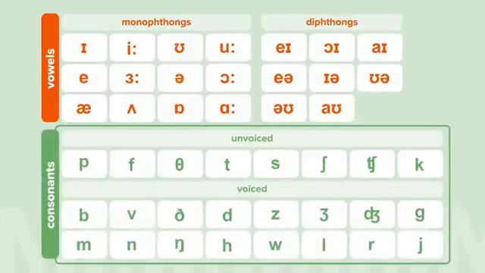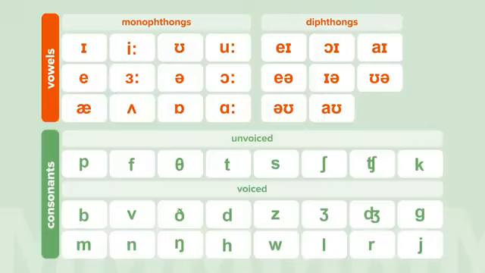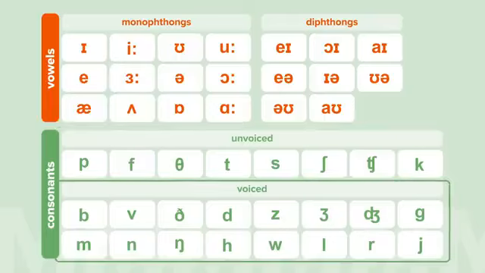The bottom half of the IPA table shows all of the English consonant sounds, and you'll see that some of these symbols are the same as English letters. That makes things simple.